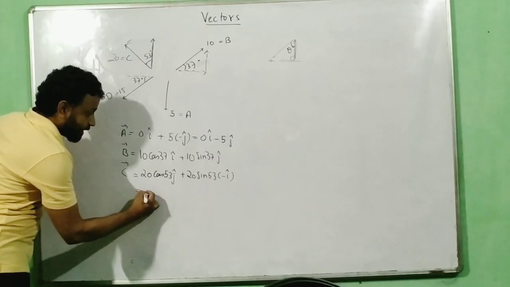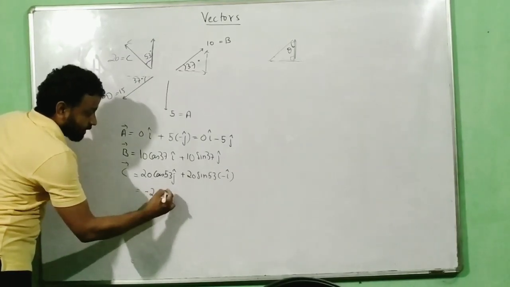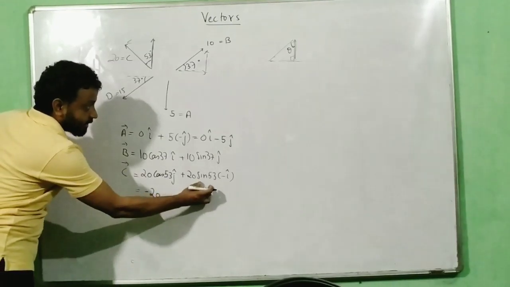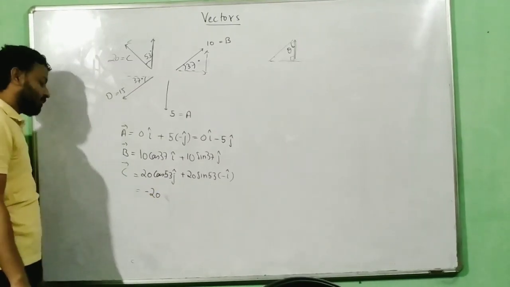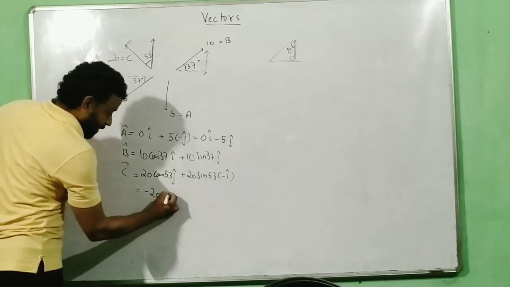This I can now write as minus 20, I will write the i cap first, so minus 20 sin 53. What is sin 53? If I remember, sin 53 is 4 by 5. So multiplied by 4 by 5.